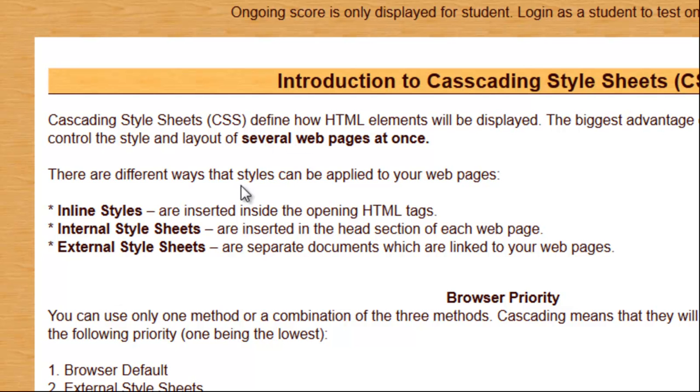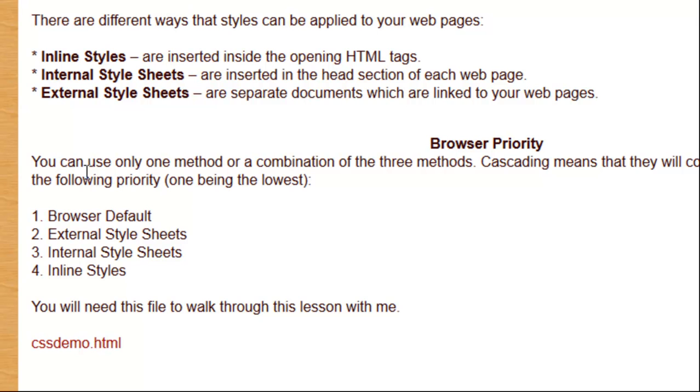One important thing to point out is that a browser looks for these things. The first thing it's going to look for is the browser default, which is the lowest priority, then external style sheets, then internal style sheets, and then inline styles, which have the highest priority. This will make more sense once we start creating our style sheets.